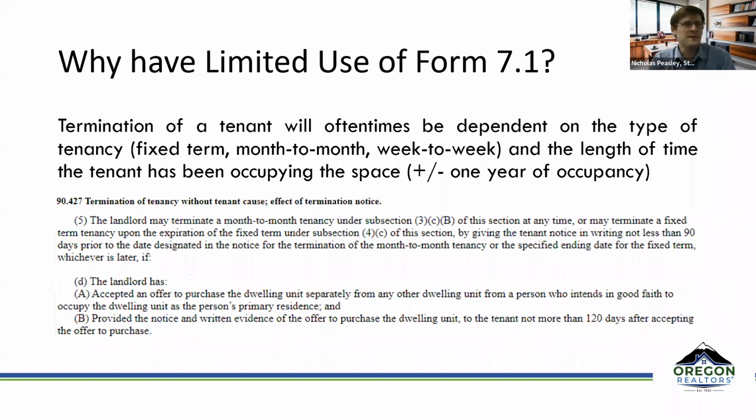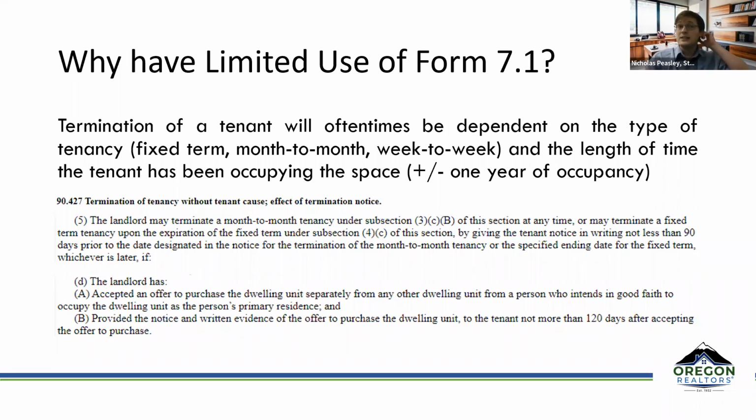The last one, and this is the usual use case for Form 7.1, is if you have a tenancy that is month to month, but the person's been there for more than a year. You need to give them 90 days notice, and you can only terminate them in those instances with a certain subset of specialized rules. One of them, specifically subsection 5D, allows the landlord to terminate if they've accepted an offer to purchase the dwelling unit separately from another dwelling unit from a person who intends to occupy the unit in good faith.